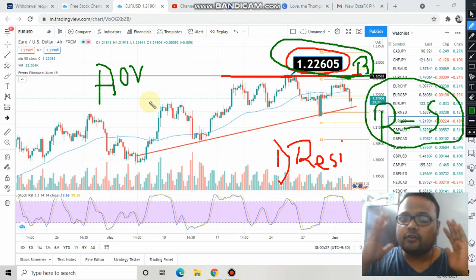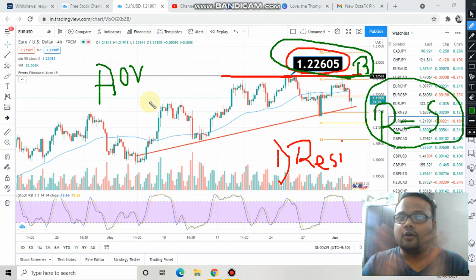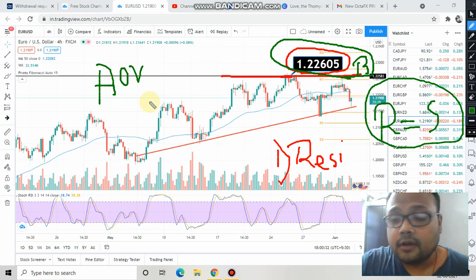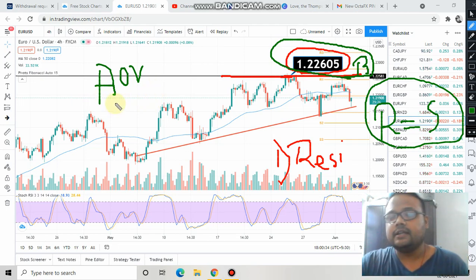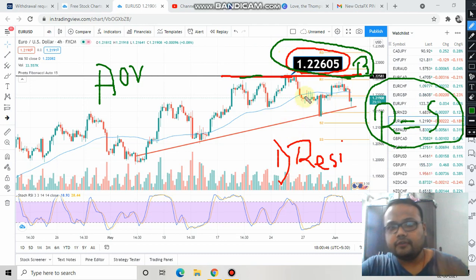Euro USD is in overall uptrend, so we will only look for buying opportunity. Therefore, our area of value is always near the support. So if market crosses this level 1.2260, the resistance will become support, and we will get our first trading opportunity. Okay, so this is our trading opportunity number 1.